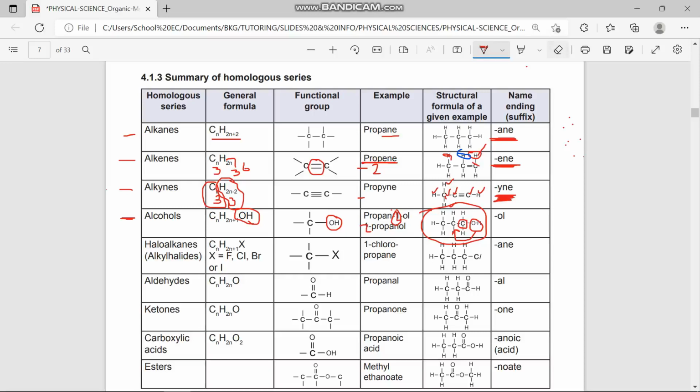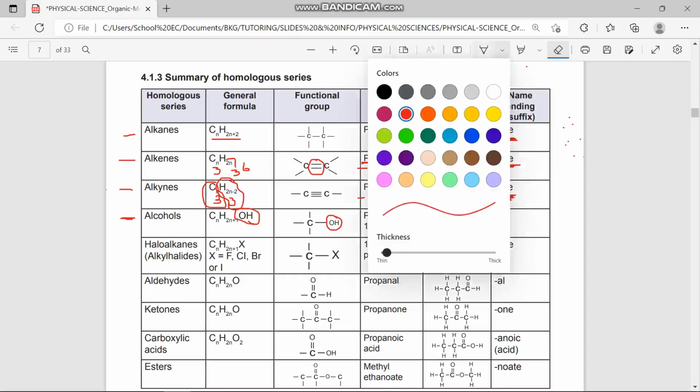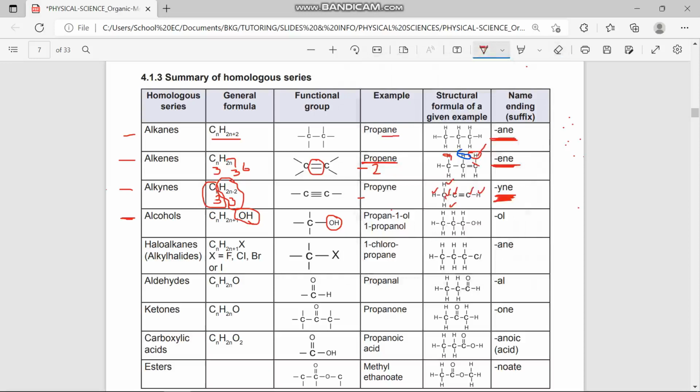Let me erase so that you don't get confused. Since we have 1 here, this means this is a primary alcohol. If it was 2, it would be a secondary alcohol. If it was 3, with the OH on the third C atom, it would be a tertiary alcohol. We're going to learn more about this, don't worry.